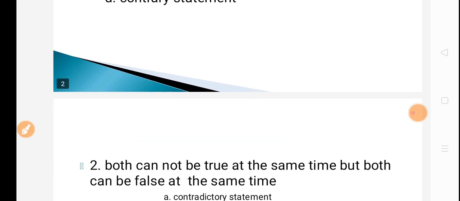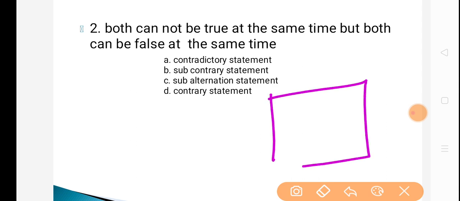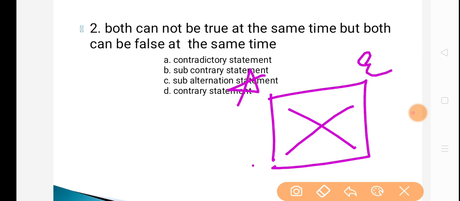So we are moving toward the next question. The second question is, both cannot be true at the same time, but both can be false at the same time. If you remember the rules of each, you can solve the question easily. So you know that it's not from contradictory, because if one is true, the other will be false, and if one is false, the other will be true here.